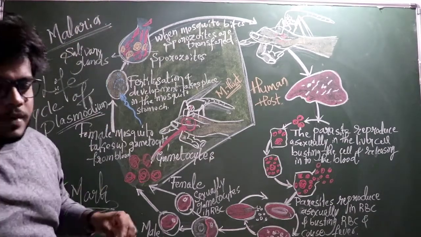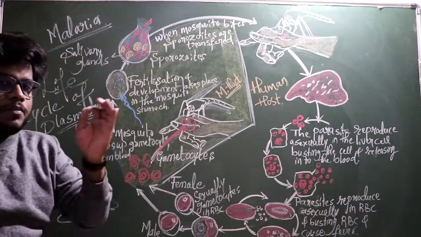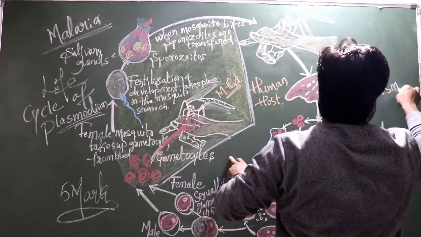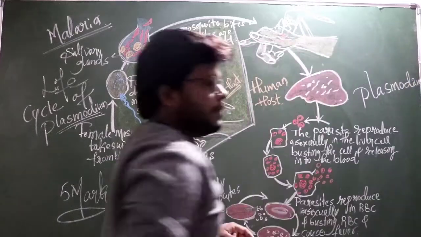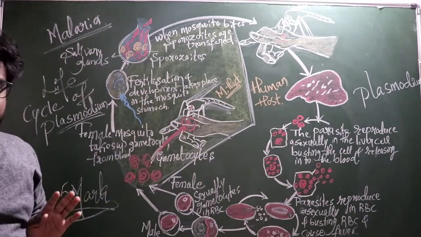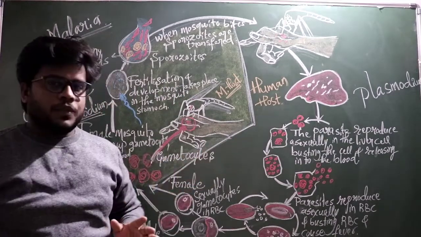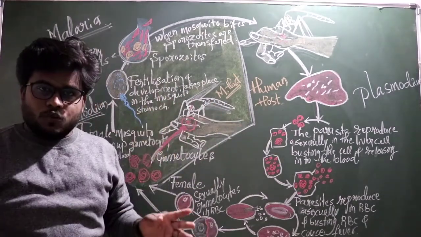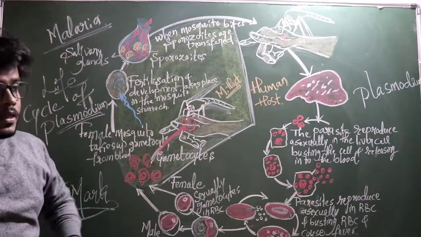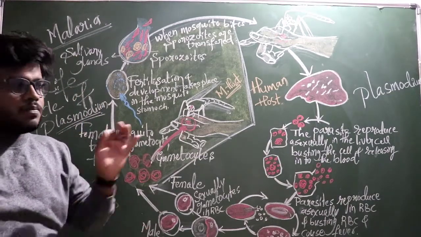Okay, so what is this malaria? Malaria is a protozoal disease caused by the protozoa called Plasmodium. There are different species of Plasmodium that cause malaria, such as Plasmodium vivax, Plasmodium malariae and Plasmodium falciparum. Out of these species, malaria caused by Plasmodium falciparum is the most malignant one.